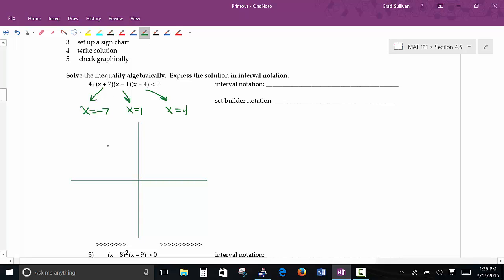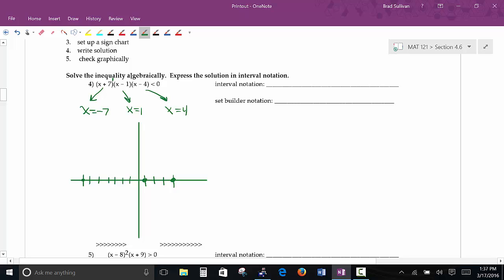So what we're going to do is let's label these things. So we have 1, 2, 3, 4, 5, 6, -7, you have an x-intercept. Okay, x equals 1, you have an x-intercept. And x equals 4, you also have an x-intercept like that. Okay? So the other thing is look at these multiplicities.